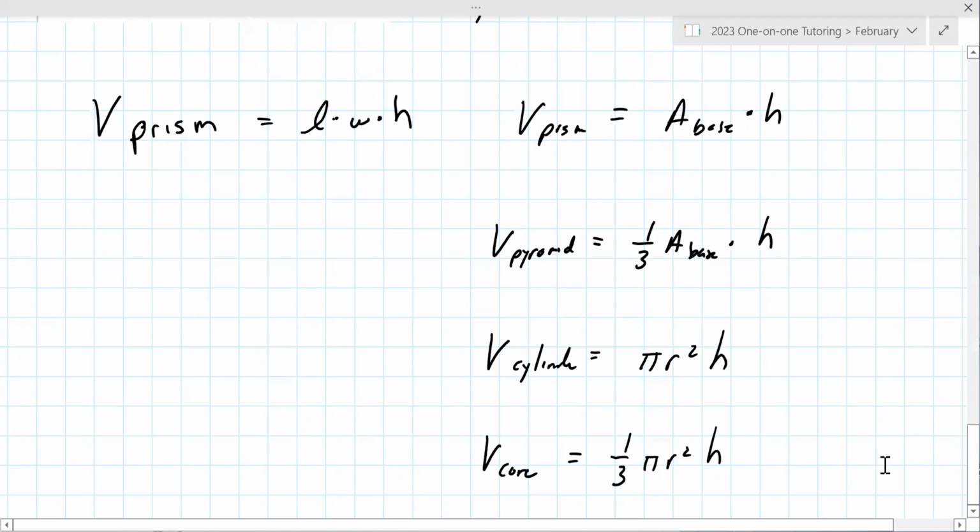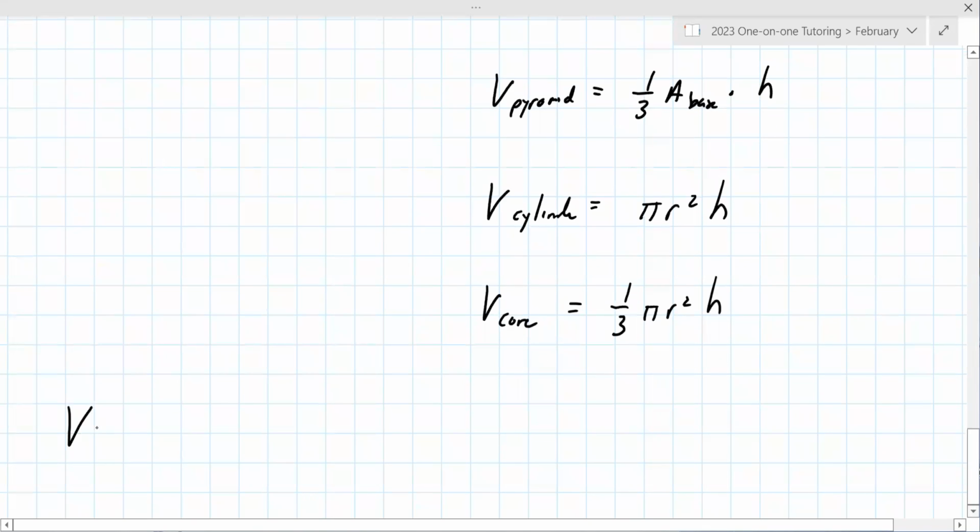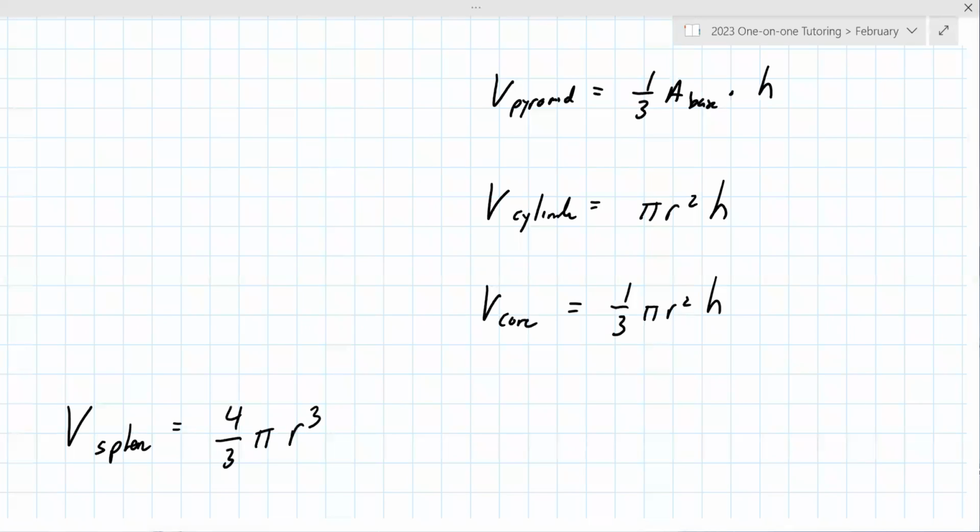So there's a reason I keep putting them over here: these are in some ways exactly the same, somewhat related. Now the last one, put it back over here on the left: the volume of a sphere is 4/3 pi r cubed. You are responsible for knowing all of these.